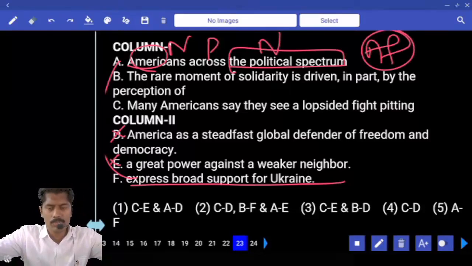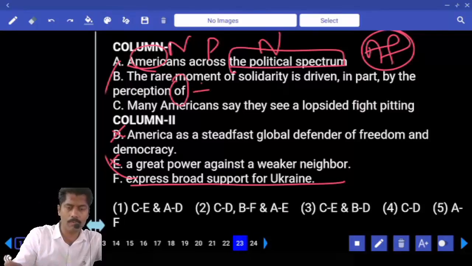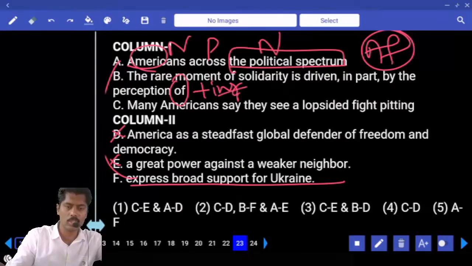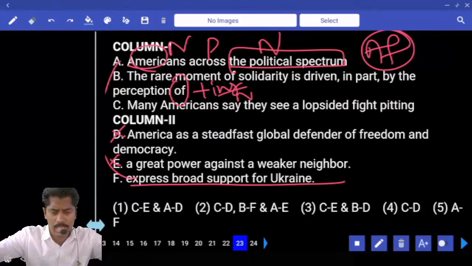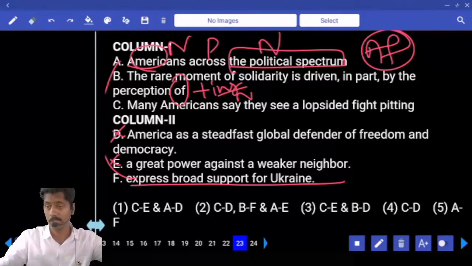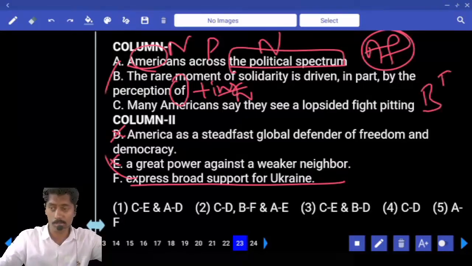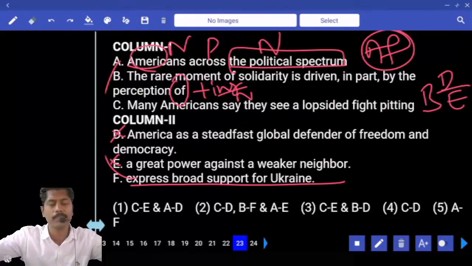The rare moment of solidarity is driven in part by the perception of. After "of," which is a preposition, I need -ing or a noun. Perception of America as a steadfast global defender, okay. Perception of a great power against a weaker neighbor, maybe. Both appear okay according to me. B, D, B appear okay.